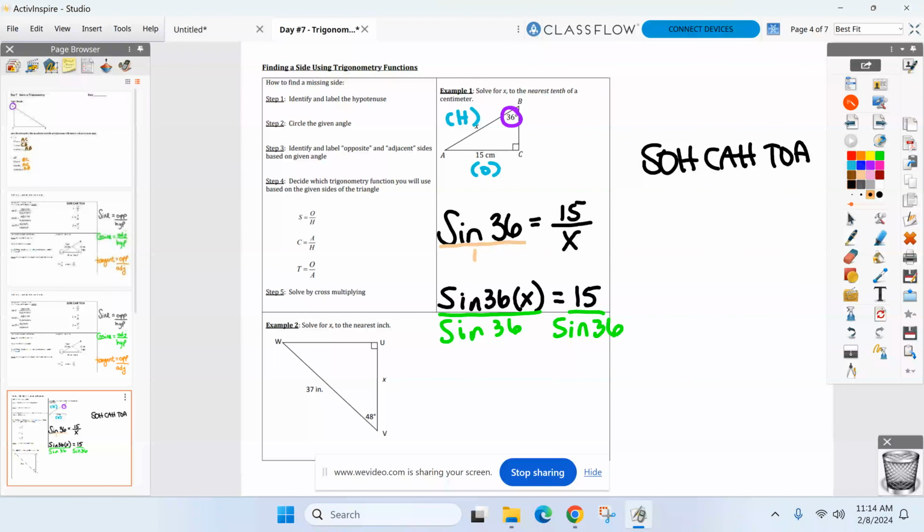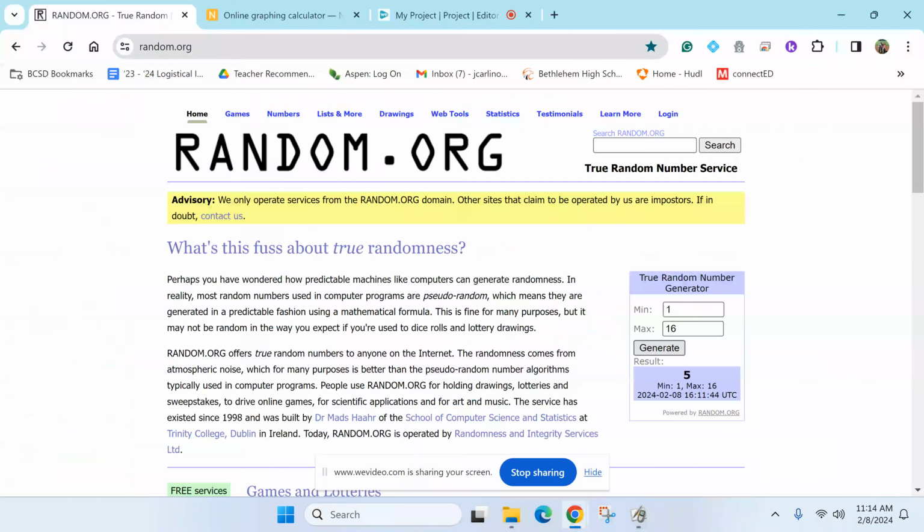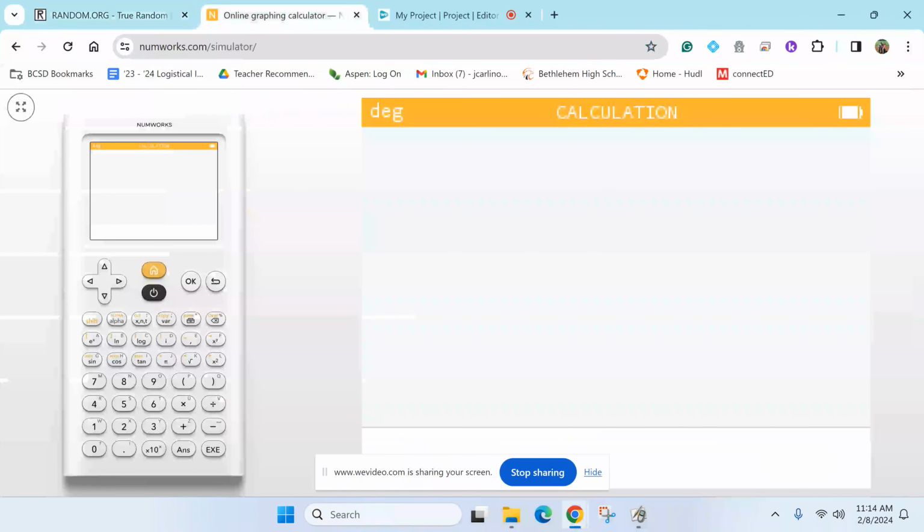So our final answer will be whatever 15 divided by sine of 36 is, whatever that number is, and then I'll round it. All right, how do I get to that number? All right, it's a fun day for you. New buttons on the calculator. New buttons. First thing I need everybody to check.